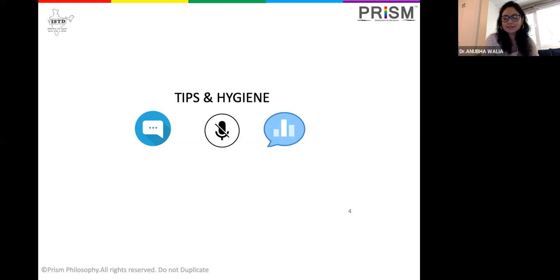And we have already started doing various application-based learning now, that whatever you're learning now, we need to apply that. So that's how it becomes easier for all of us to learn.